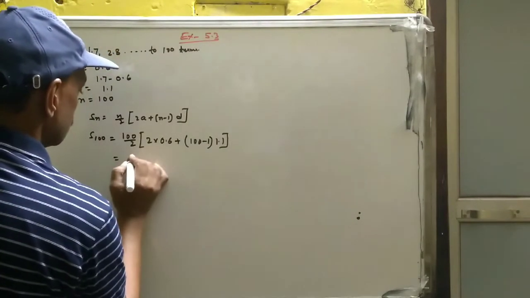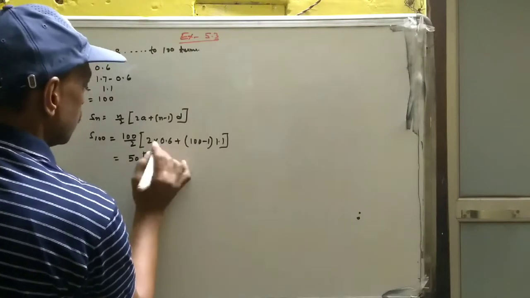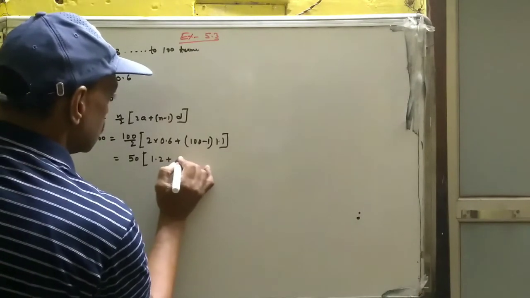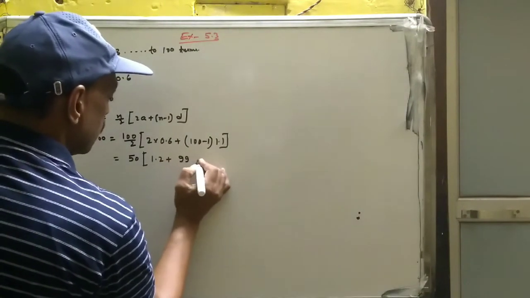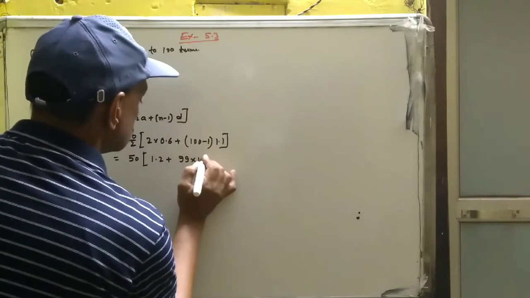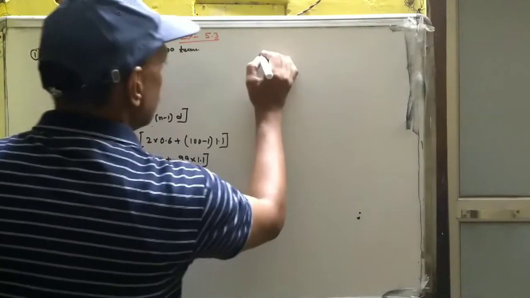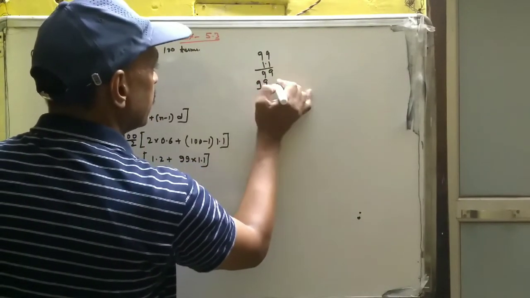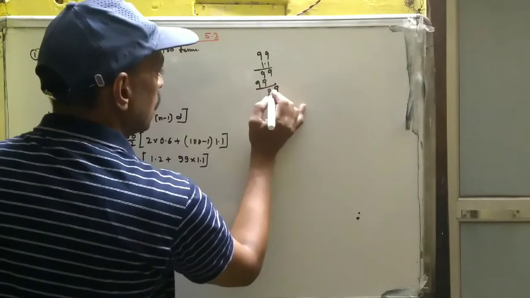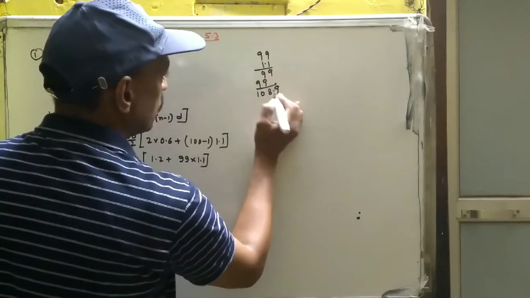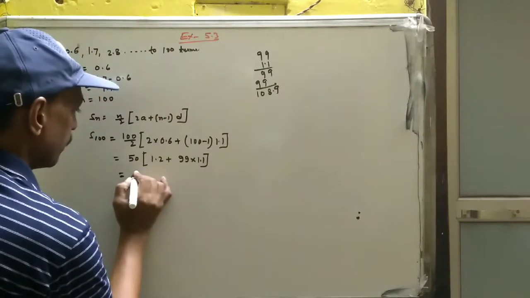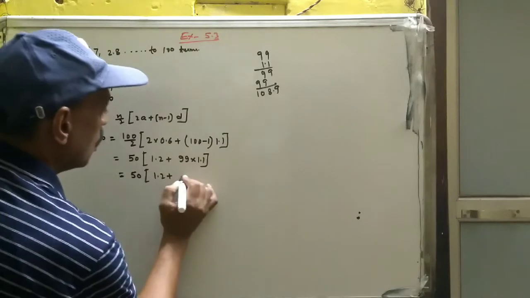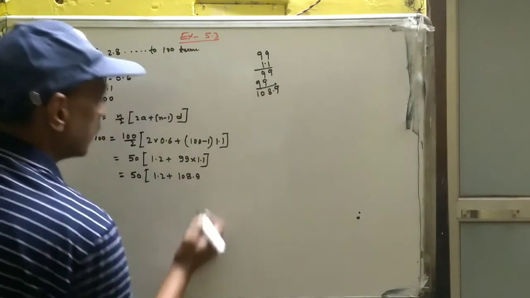Now just see, this is 50. The multiplication of 2 into 0.6 is 1.2 plus this is 99 into 1.1. So look here, 99 multiplied by 1.1. So this is 108.9. So this is 50 into 1.2 plus 108.9.